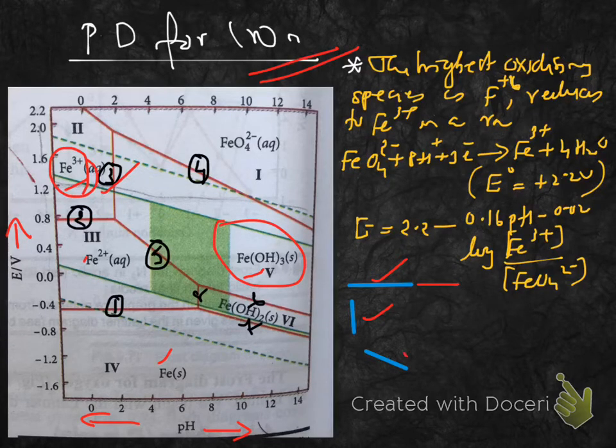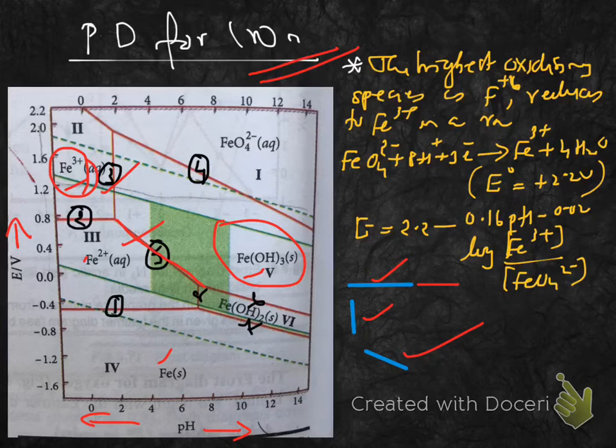And third one is diagonal lines or lines with a particular slope. These diagonal lines actually represent equilibrium between species of different oxidation number. Example, line number 5. It is an equilibrium between Fe2 plus and FeOH thrice. These are 3 kinds of lines we can expect in Pourbaix diagram. So we can explain it one by one.